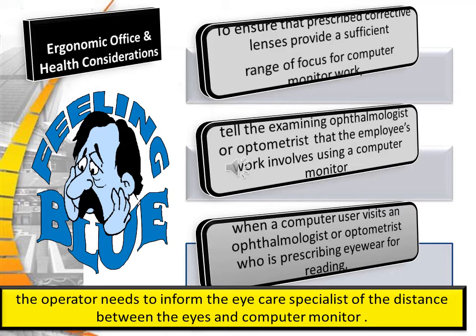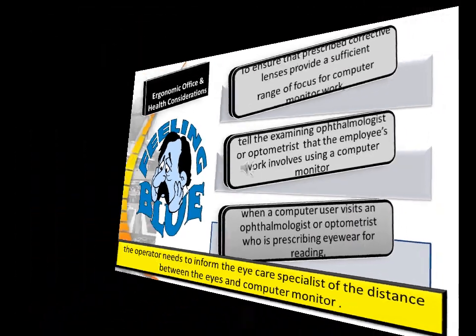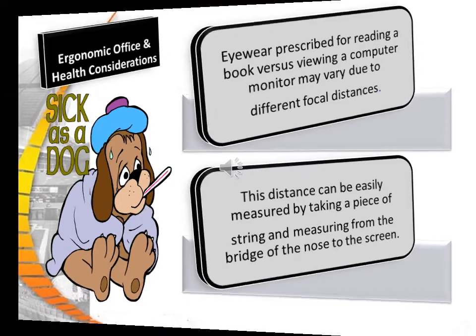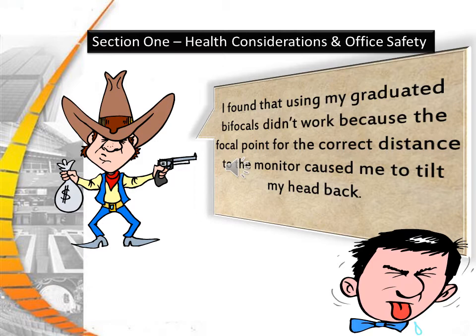When a computer user visits an optometrist who is prescribing eyewear for reading, the operator needs to inform the eye care specialist of the distance between the eyes and the computer monitor. Eyewear prescribed for reading a book versus viewing a computer monitor may vary due to different focal distances. The distance can easily be measured by taking a piece of string and measuring from the bridge of the nose to the screen. Graduated bifocals may not work because the focal point of the corrected distance to the monitor may cause you to tilt your head back.